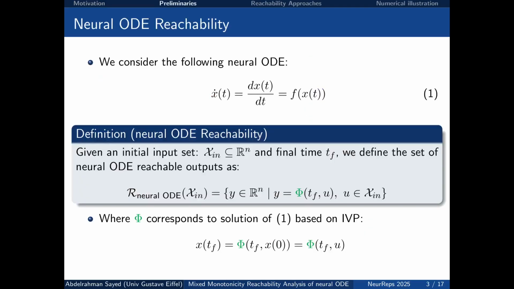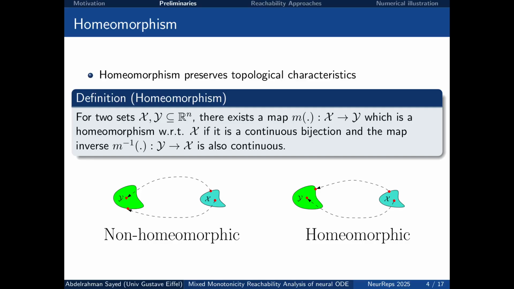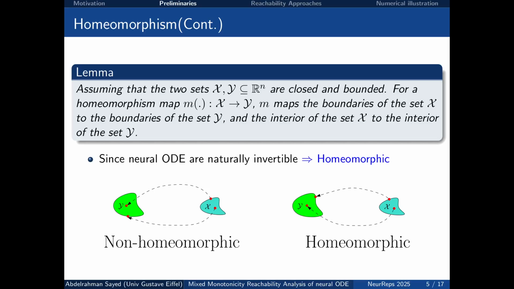We consider the following Neural ODE, and we define the Neural ODE reachability for a given initial input set, and the green phi is the solution to the state trajectories of equation 1 based on the corresponding initial value problem. The homeomorphism property preserves the topological characteristics between two continuous sets, and assuming that the two sets x and y are closed and bounded, then the mapping function maps boundaries to boundaries and interiors to interiors. And since Neural ODE were proved to be naturally invertible, then they are homeomorphic.